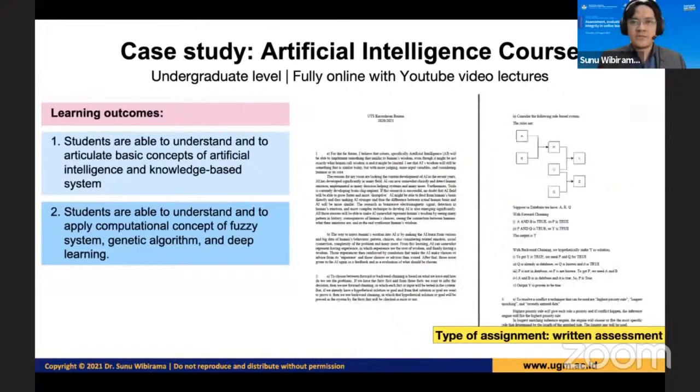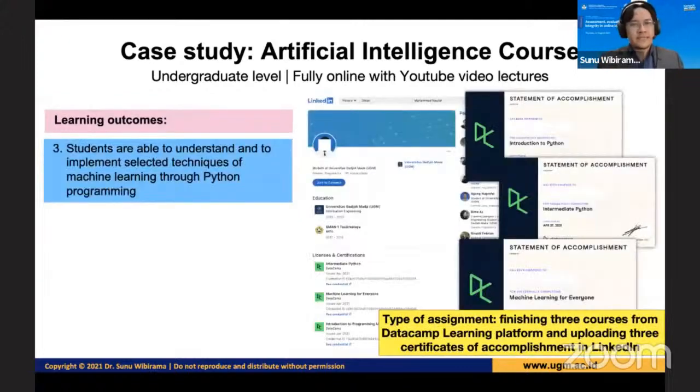And then we also provide written assessment. This is for the midterm examinations. So the students have to answer some questions, and then they have to analyze some cases in the written assessment. And for the third learning outcome, just like I said before, we have 2 kinds of assessment here.